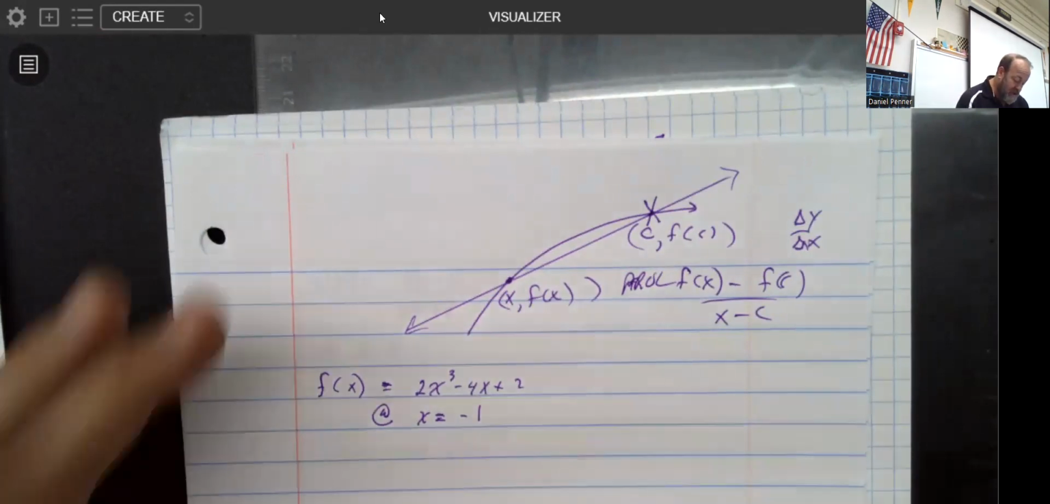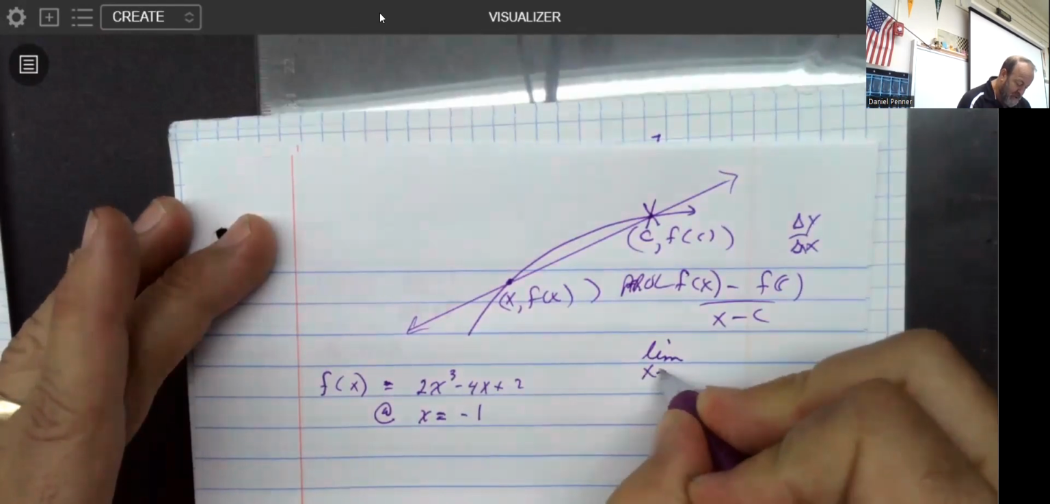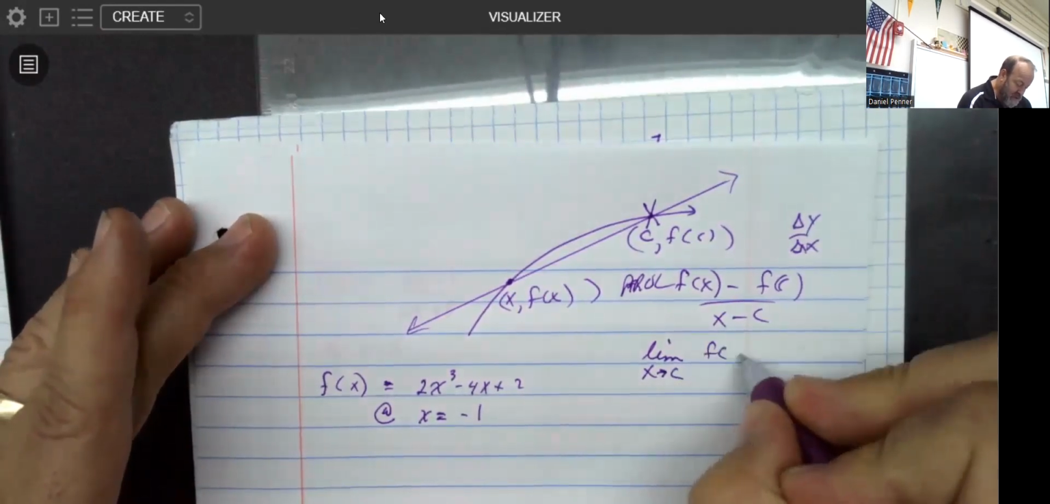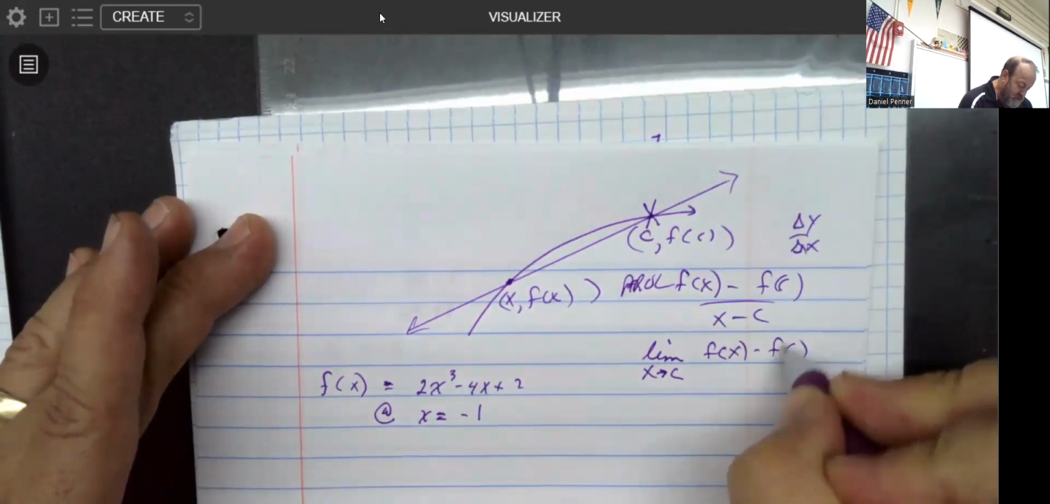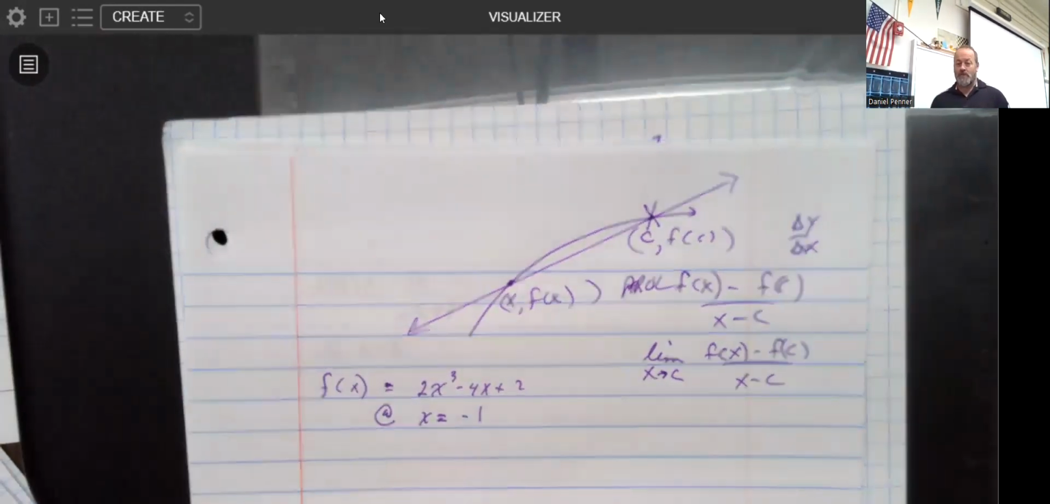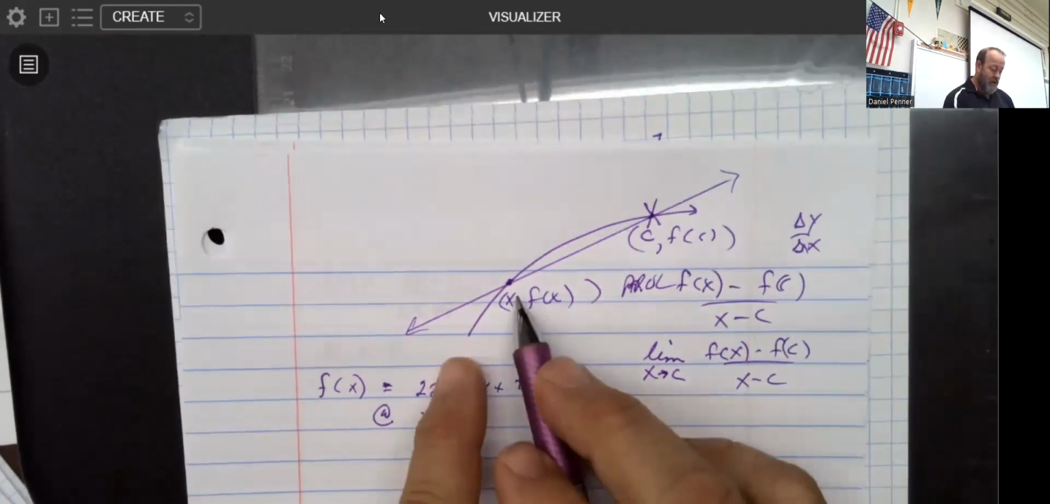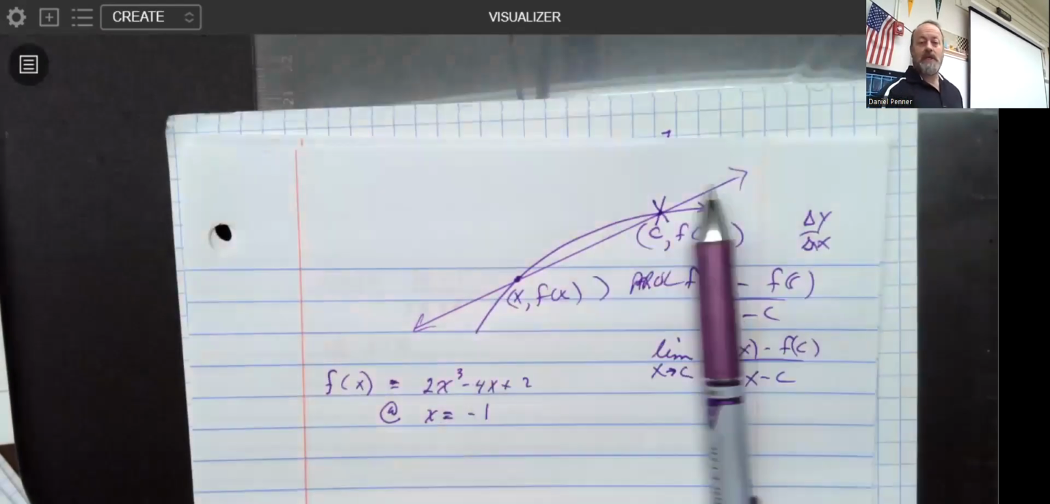But then if we take this same thing and add a limit to it, this is the formula that we're actually using. And that would then be the instantaneous rate of change at that value c, because we're literally dragging the value x closer and closer to c.